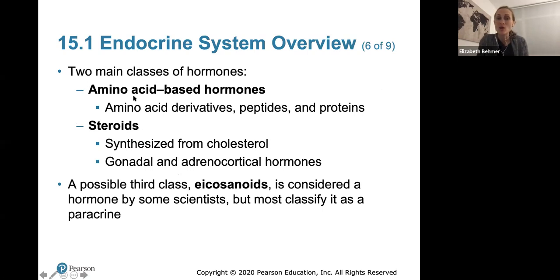They're either amino acid-based hormones or steroids. And that just means the amino acid-based hormones are the ones that go on to form peptides and proteins because they are made of amino acid subunits. Steroids will be synthesized from cholesterol. These are some of your gonadal and adrenocortical hormones, which we'll go over a little bit.